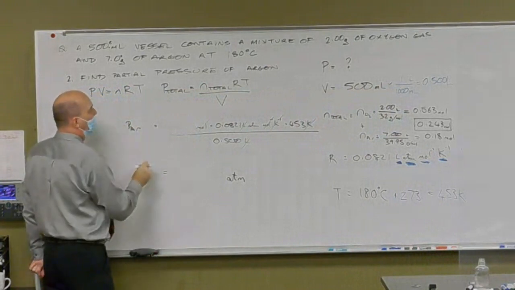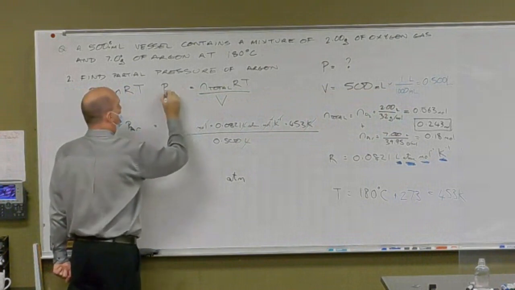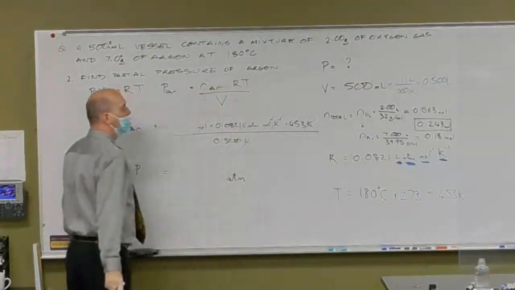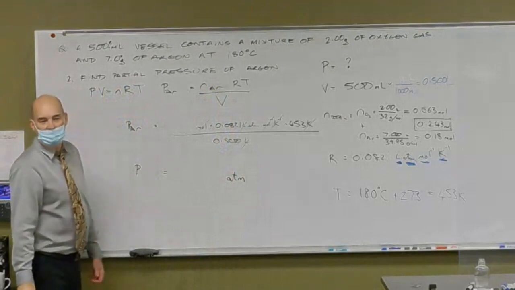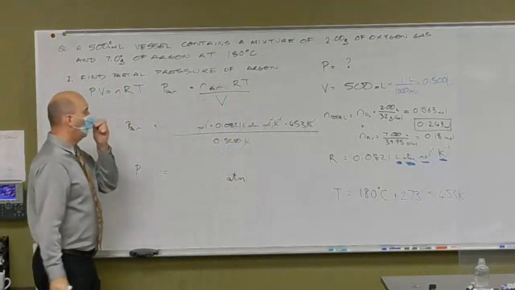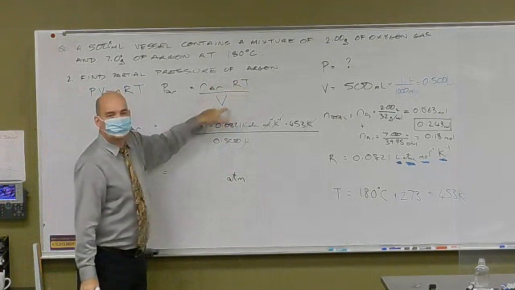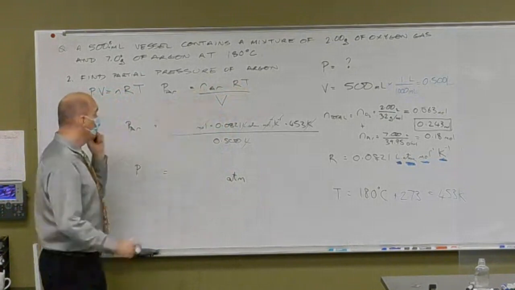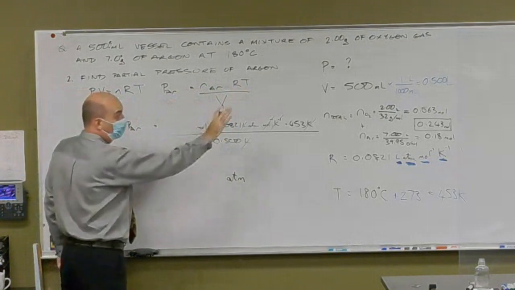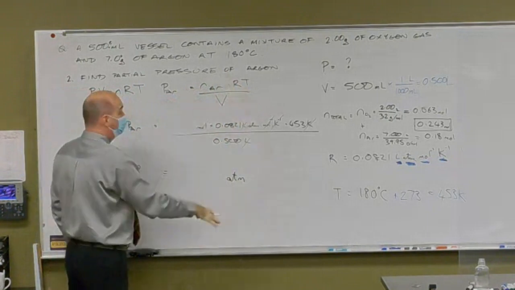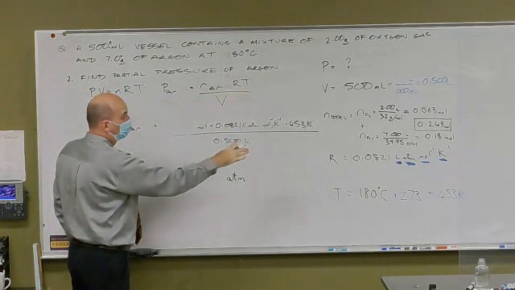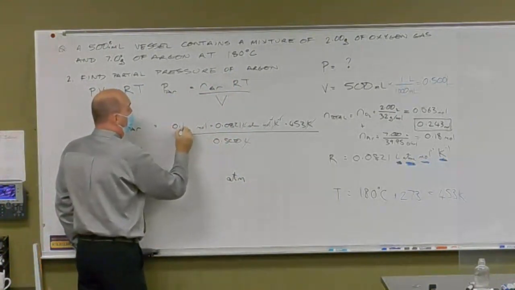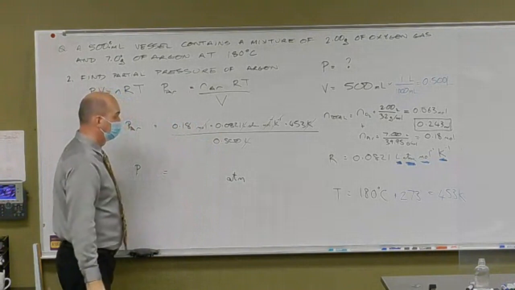The pressure of the argon is the number of moles of argon times RT divided by V. None of these numbers have changed. The only number that's changed is the number of moles. So because I've got all of that still written on the page, all I have to do is refer back to it. And the number of moles of argon is 0.18.